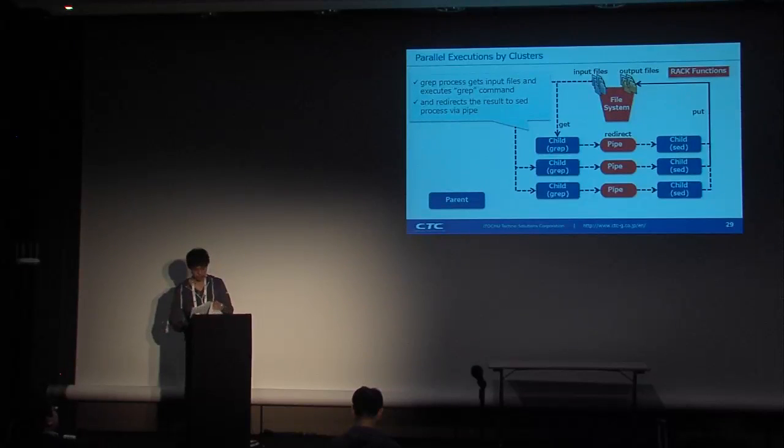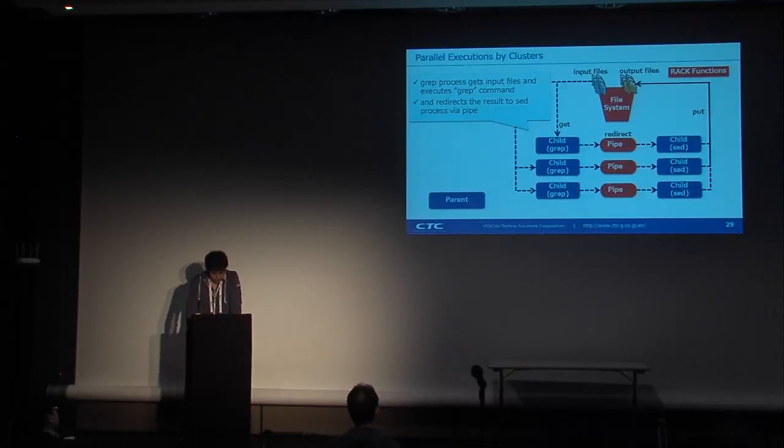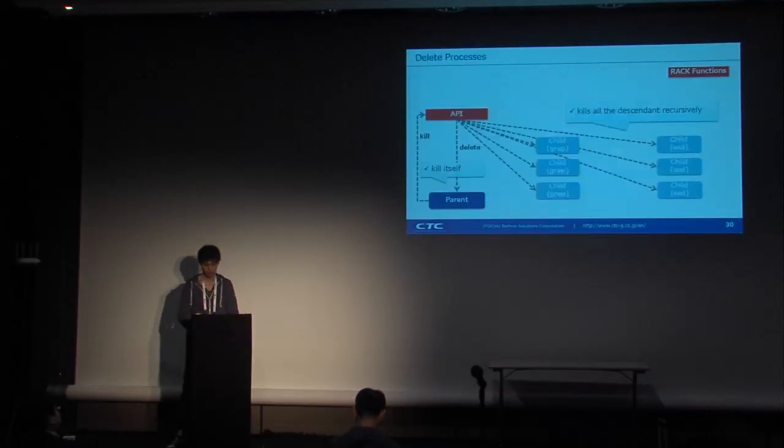So each cluster runs in parallel and processes a large number of files stored in the file system at high speed. The grep process gets input files and executes a grep command. The result will be redirected to the sed process via pipe. The sed process receives the result of the grep process and executes the sed command. At last, the sed process outputs the result and stores it to the file system.